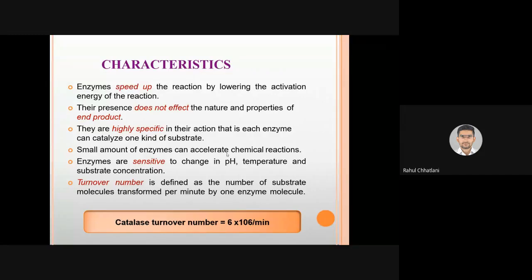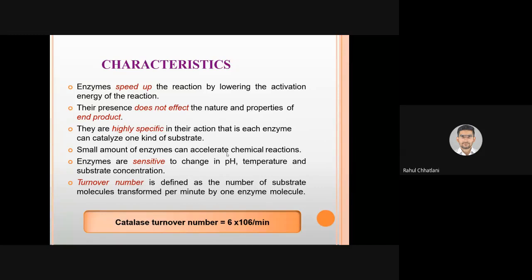That is highly specific. Small amounts of enzymes can accelerate the chemical reaction. Yes, as we talked about, even if the substrate is low, it will still make product. Ideally that would not happen, because you need a large amount of substrate, then only it can form a product. But because of the enzyme, even if a small amount of substrate is there, it can lead to product formation.